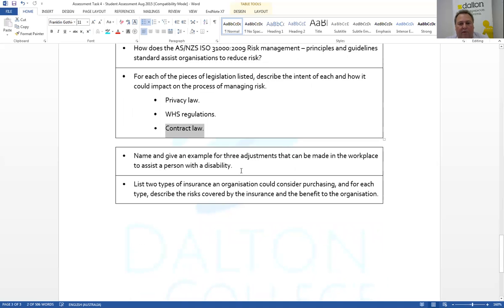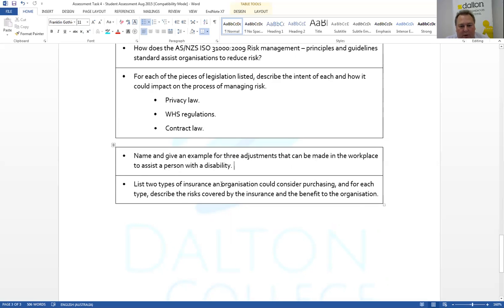Name and give an example of, for 3 adjustments that can be made in the workplace to assist a person with a disability. The wheelchair, ramp, handles, perhaps another one. The flooring, level of flooring.